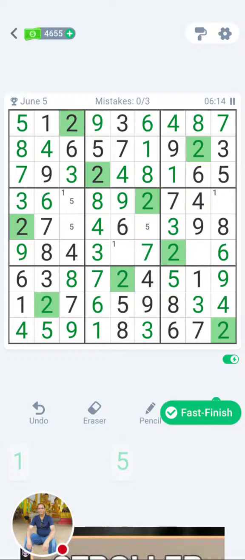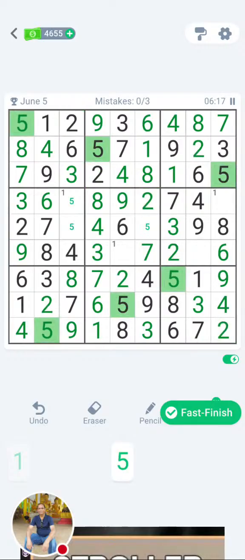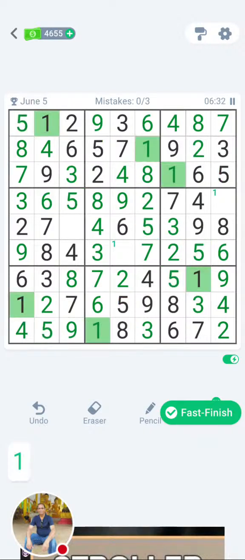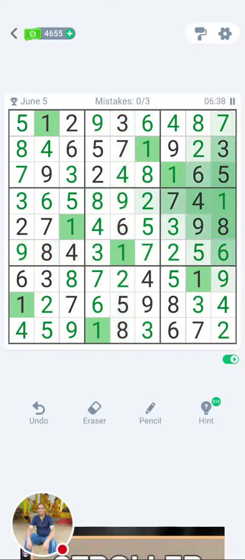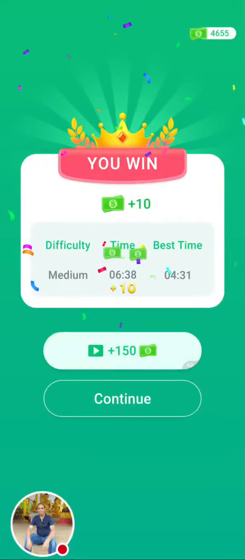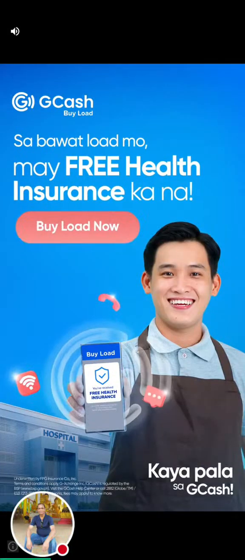And 5, let me see, can 5 go anywhere? 5 will come here. 5 will go there. 5 will go there. Okay. And then this will be 1. 1 will come there. And 1 will come here. You must just see you don't duplicate any row. Finished. No errors. I didn't make any errors over there.